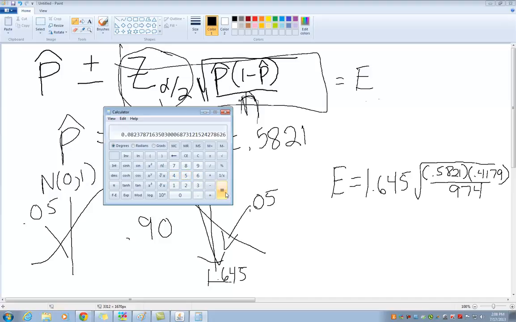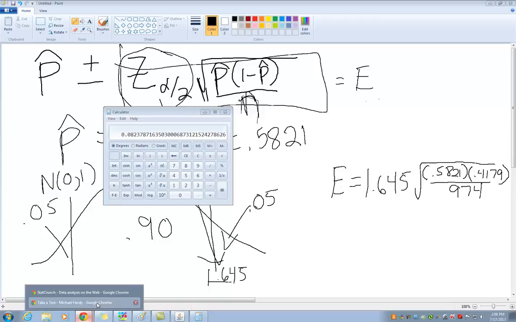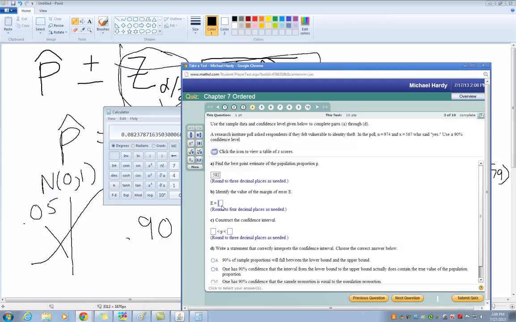And it gives us 0.0824. 0.0824 is our margin of error. So now we construct the confidence interval. To get the confidence interval, we have to go 0.582 minus 0.0824.